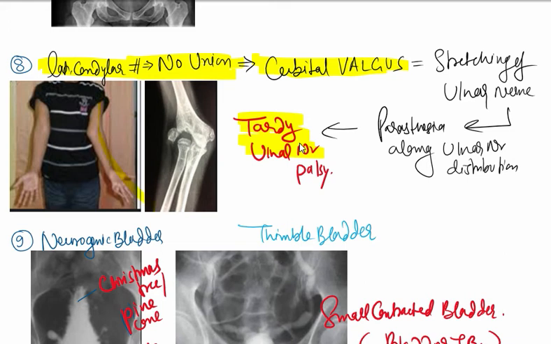Okay, and furthermore this can cause stretching of the ulnar nerve, and that will lead to paresthesia along the ulnar nerve distribution. This condition is known as tardy ulnar nerve palsy.